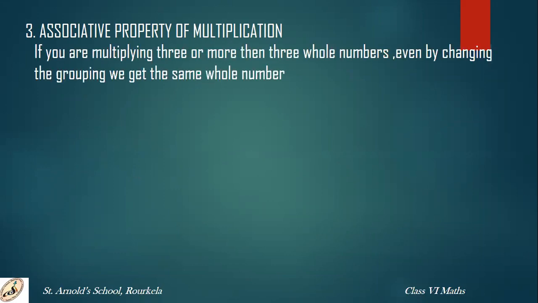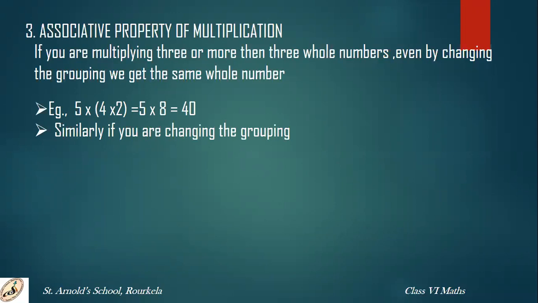If you are multiplying 3 or more than 3 whole numbers, even by changing the grouping, we get the same whole number. Let us take an example. 5 multiplied by (4 into 2). First, you need to solve the numbers which are given in the bracket. That is, 4 into 2 gives 8. So, 5 multiplied by 8 gives us 40.